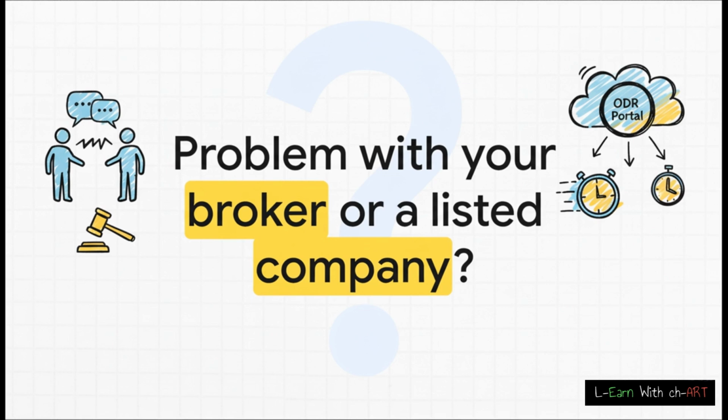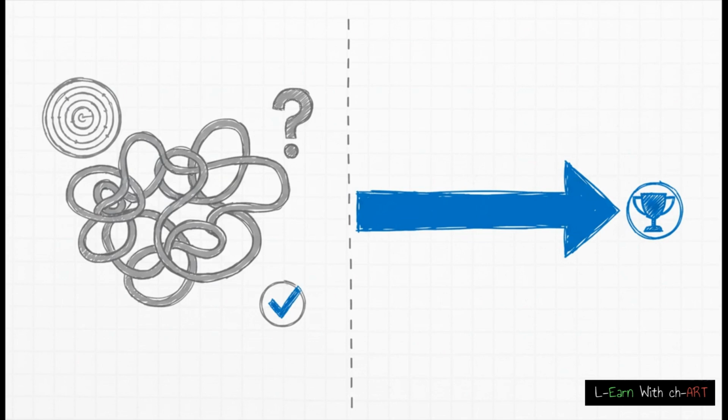Or maybe you're waiting and waiting for a dividend payment from a company that's weeks overdue. It's these kinds of headaches that can really test your patience as an investor. Well, here's the great news. The whole tangled mess of trying to solve these problems has just been completely overhauled. What used to feel like navigating a maze is now a straight, clear path to getting things sorted out.